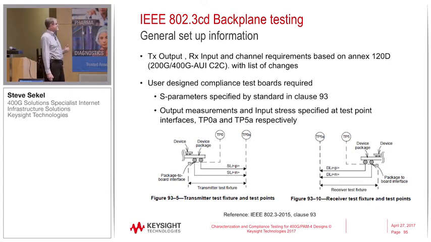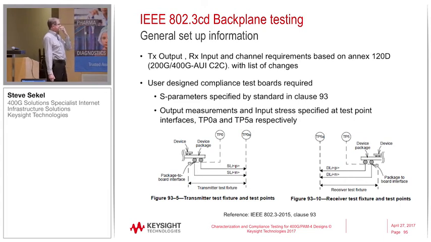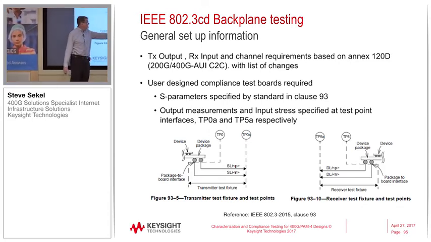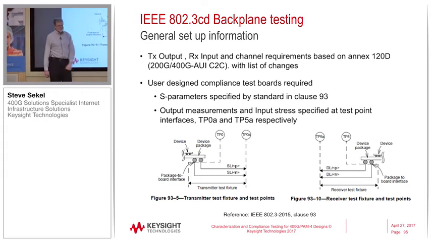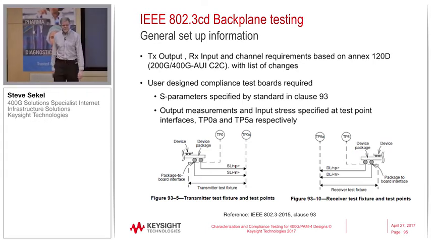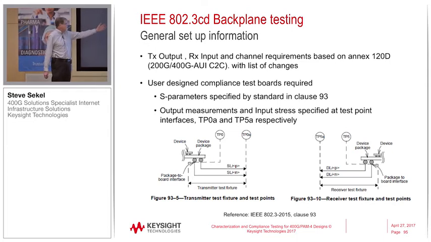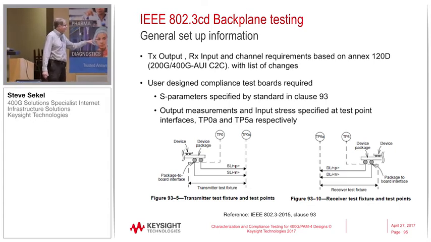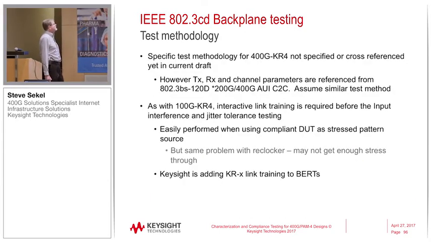Designated compliance test boards are required again with the S parameters specified. And then Rob had a similar picture in his slides. They conveniently allow you to de-embed. So you're building this test fixture that brings out from your package balls to a test point, and all those S parameters are specified in the standard. So that's already locked down. That part's already done.